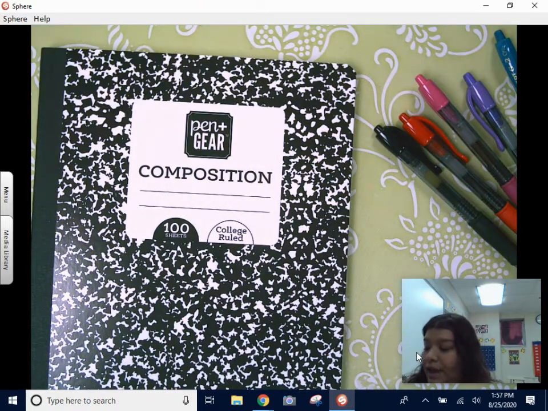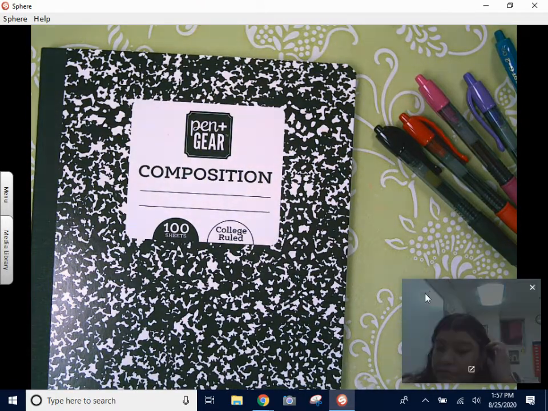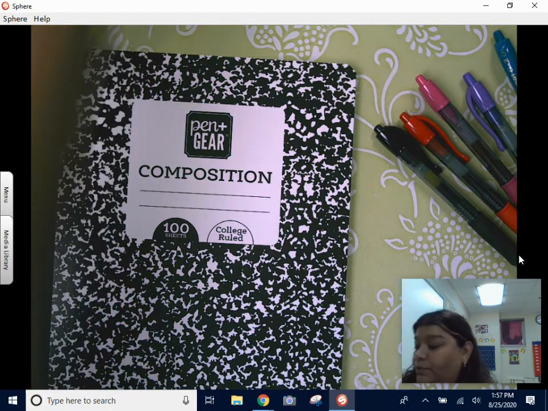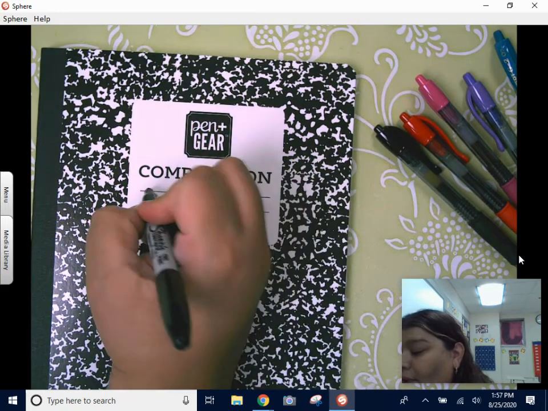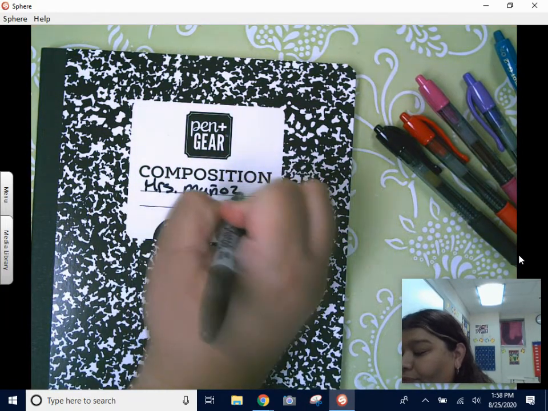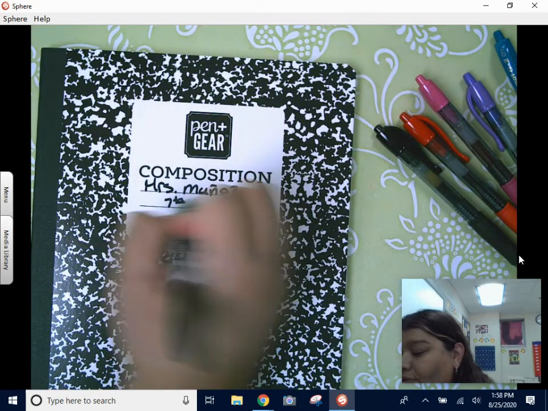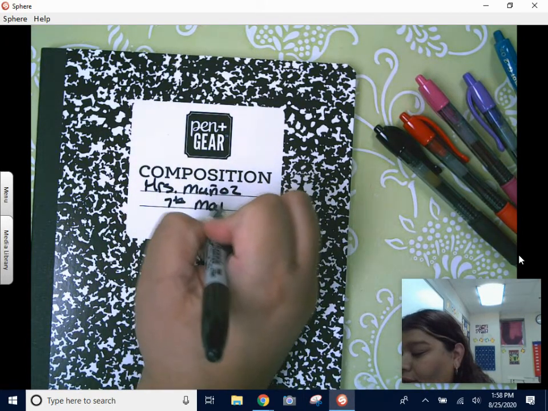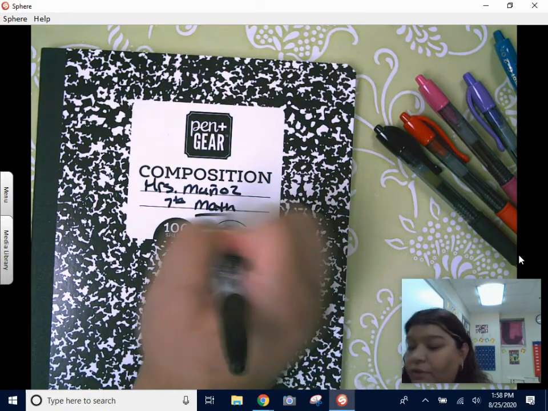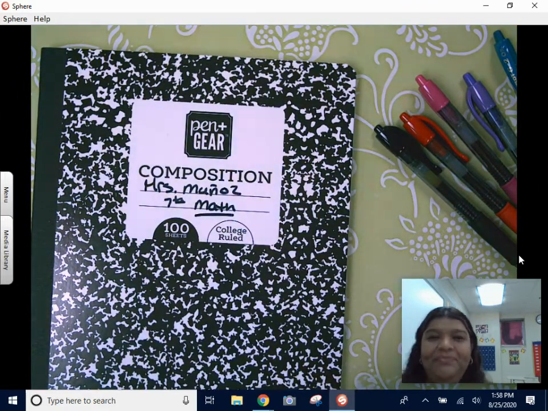So I have my composition book here, and I am just going to go ahead and label it. You're going to put your name here. So my name is Mrs. Munoz. You'll put your name there. And then this is 7th grade math. That way, this is your book, and you know that it is for math only.